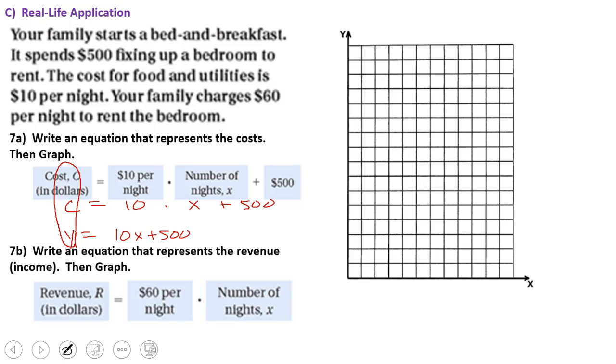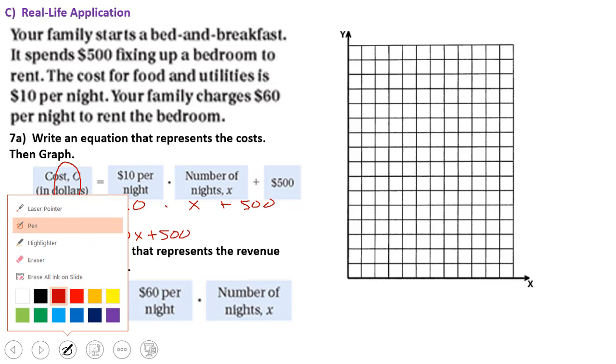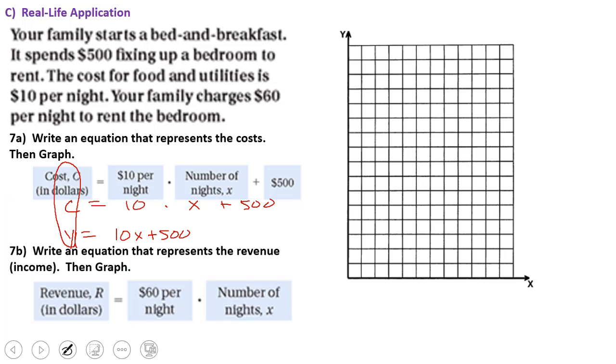That is the cost in dollars to fix up the room and rent it each night, plus the $500 that we use to fix up the room. And it costs us $10 a night to maintain the electricity and the food for the person who's renting it. And then we're going to come down here. I'm not going to graph it yet. I'm going to get my two equations before I have my graph.